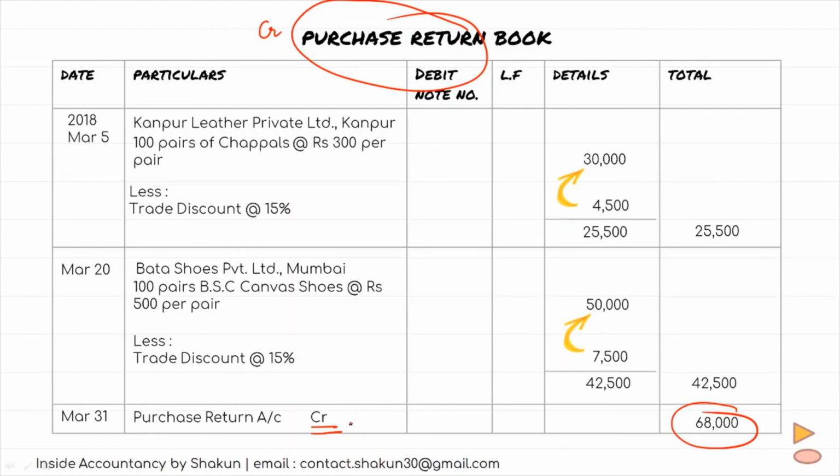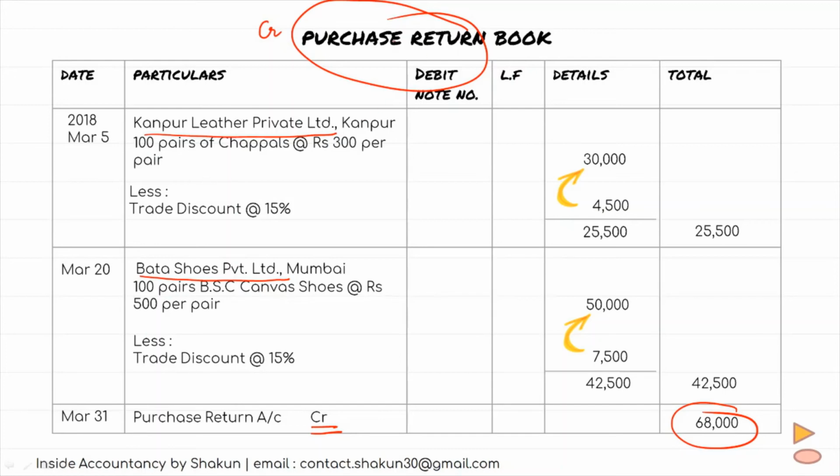Then as many accounts will be made in ledger as many names are appearing in the particulars column. If you look in the particulars column, there are only two transactions. First is Kanpur Leather Private Limited and the other one is Bata Shoes Private Limited. So there are two accounts in which ledger posting is to be made from the purchase return book. So basically when we talk about the ledger, three accounts will be made: purchase return account, on which we will mention on the credit side, and the respective person's account, that is Kanpur Leather account and Bata Shoes account.